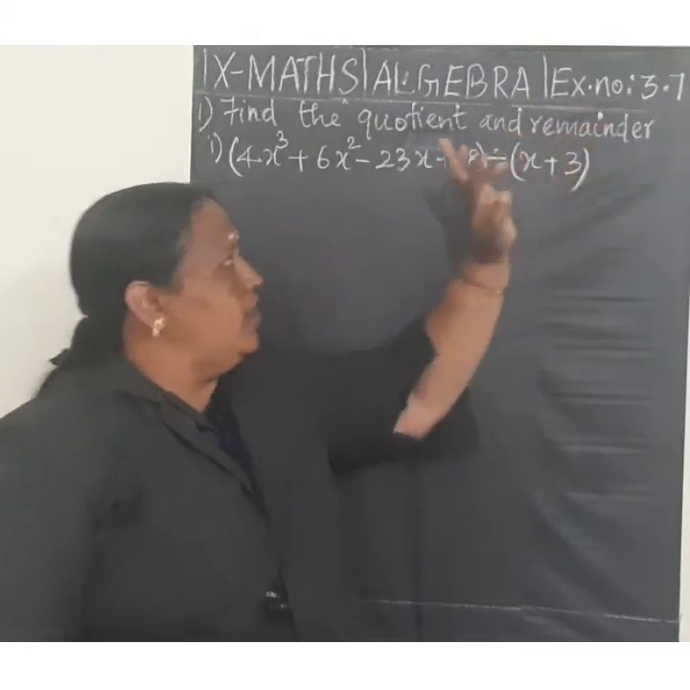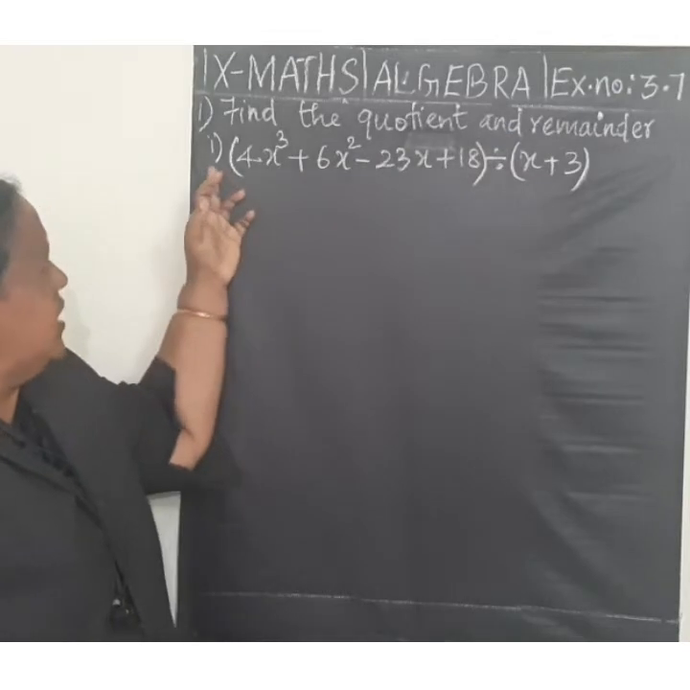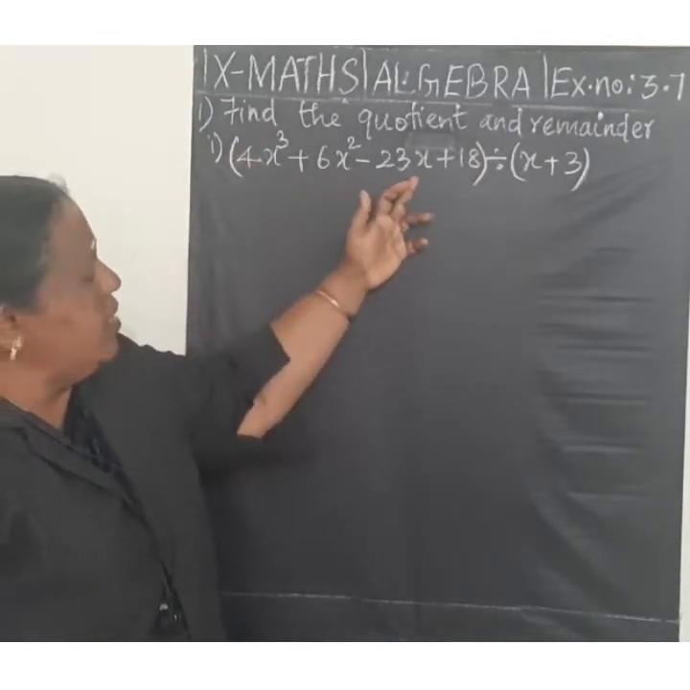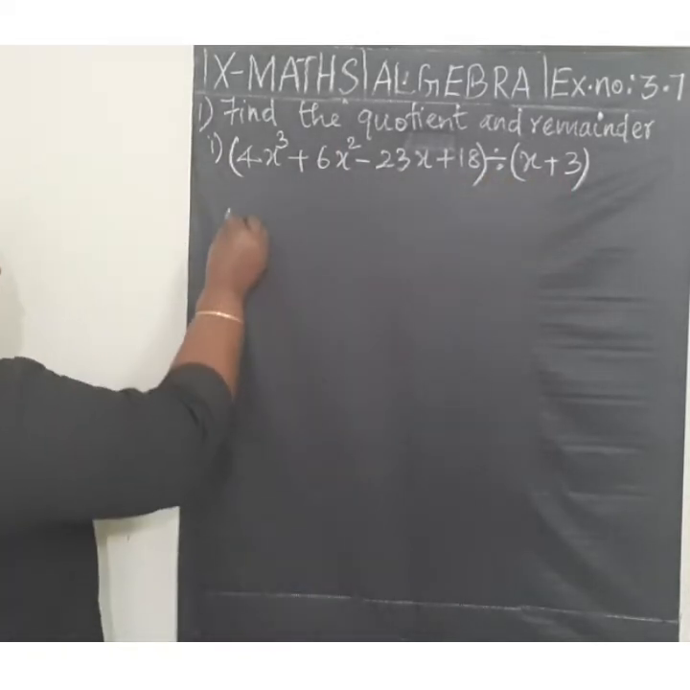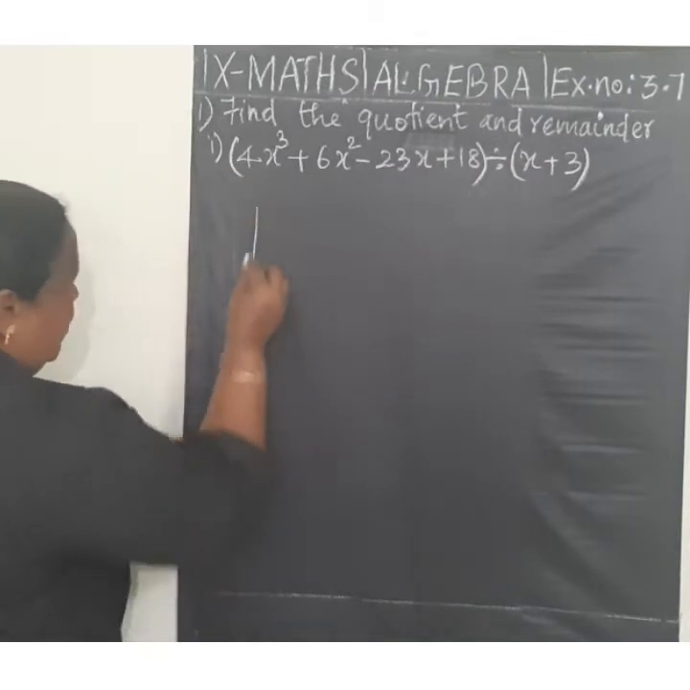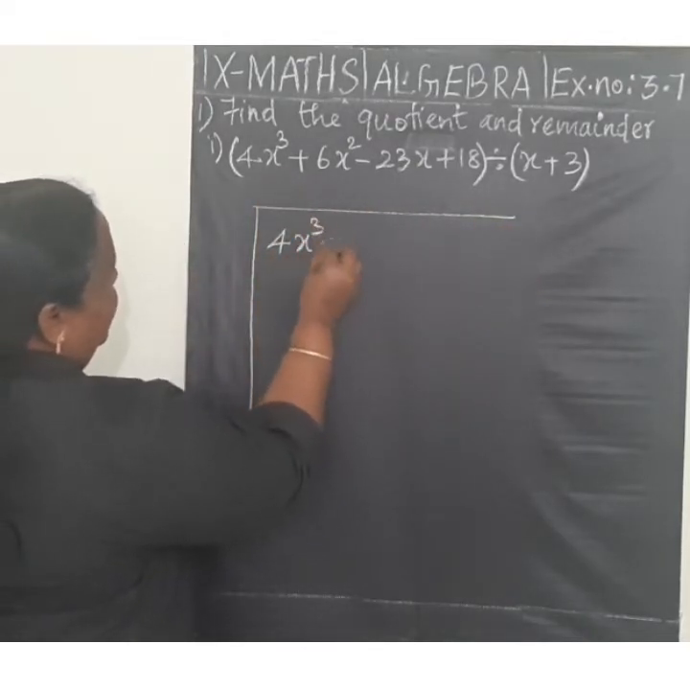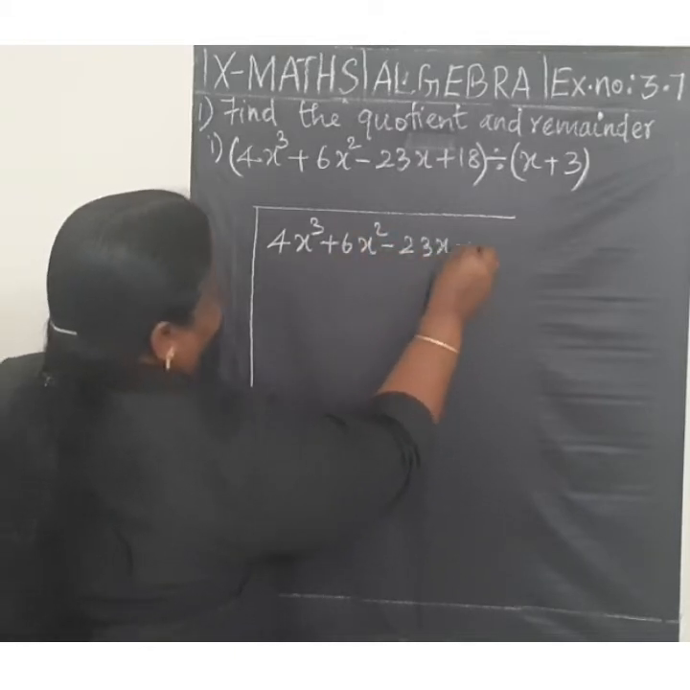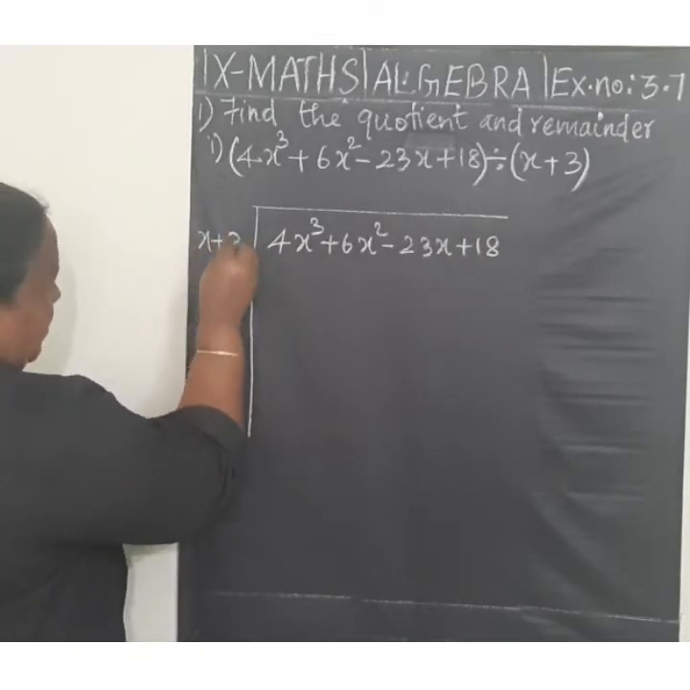Exercise 3.7, first sum: find the quotient and remainder. First, in the first subdivision, 4x cube plus 6x square minus 23x plus 18 divided by x plus 3. This one I divide using the long division method. We write the dividend here, 4x cube plus 6x square minus 23x plus 18, divided by x plus 3.